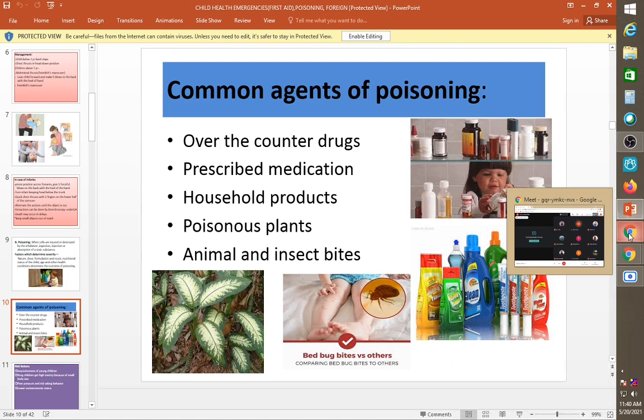Ma'am, like if we give prescribed medicine to the children, telling that it's a sweet or candies, then they will think that it's a sweet or candy, and they will try to eat more. Okay, this can also occur. What else can occur?